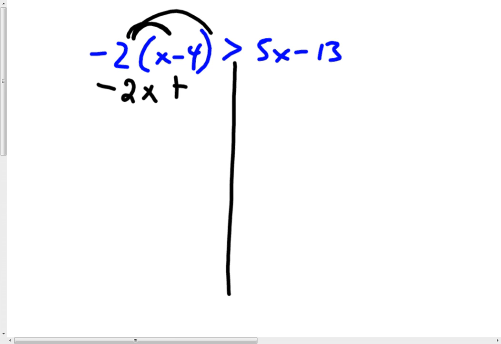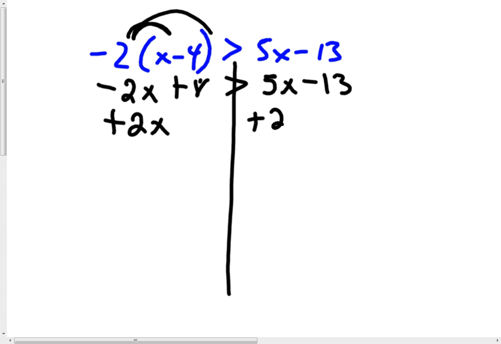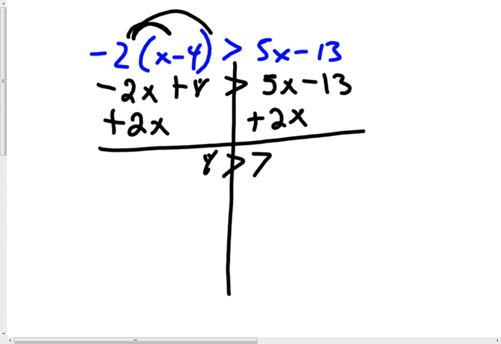And the whole thing is being distributed. Do we like that so far? Yes. She did -2 times -4 and got a positive 8. She chose, please listen, she chose to move the 2x. That's okay.